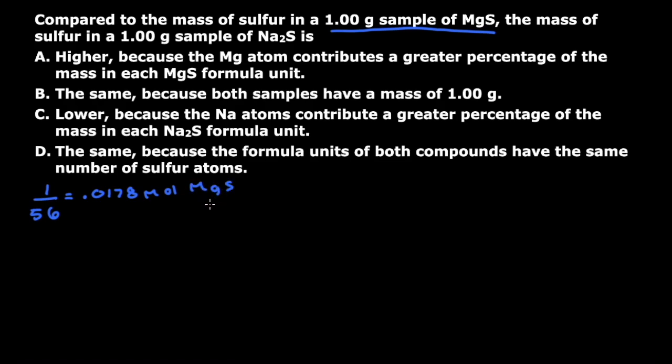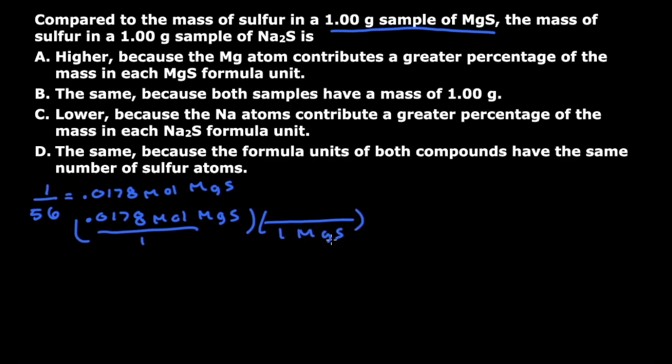And now that I know the number of moles of MgS, I need to find out how many moles of just the S atom I have in this sample. So I'm going to take this 0.0178, and that will be moles of MgS, and I'm going to put this over 1 like this, and then I'm going to go from this 1 MgS that's going to be in this sample, and I'm going to say I'm going to have 1 S atom in this sample, and when I do that, I'm going to get 0.0178 moles of S atoms that's in this sample.